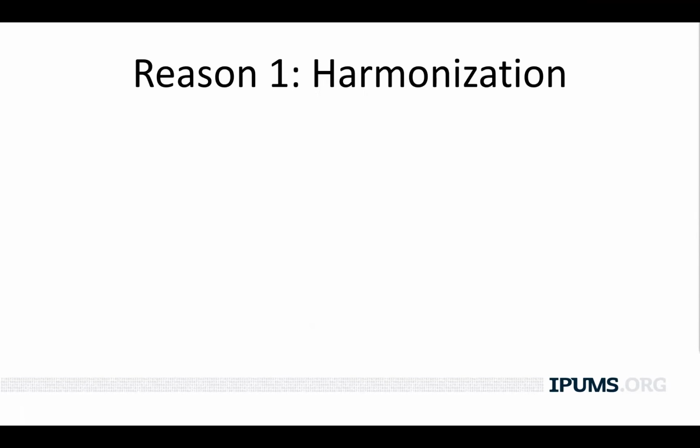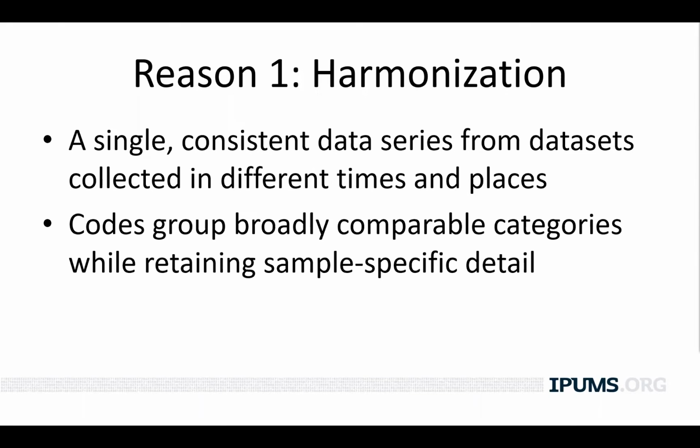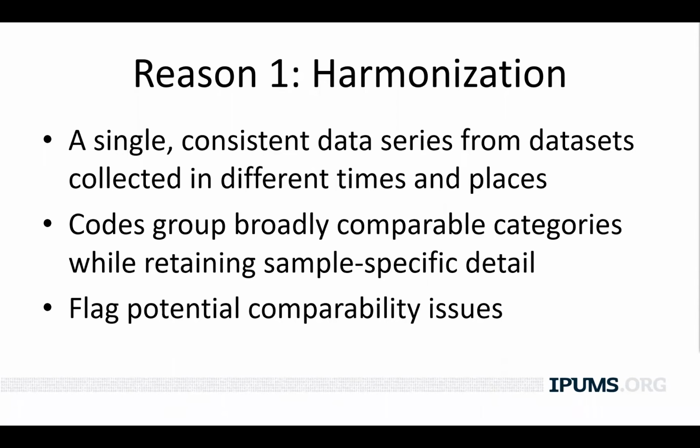I'm going to spend the most time talking about harmonization, this first reason, because I think this is sort of the hallmark of IPUMS. So when I say harmonization, what I mean is offering a single consistent data series from data sets that were collected in different times or different places. And you can think about the way that you provide that consistent data series is by coding things in a way that groups broadly comparable categories together while retaining sample-specific detail and then flagging potential comparability issues.